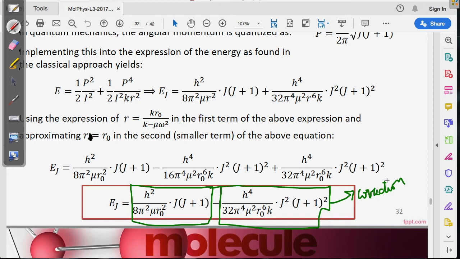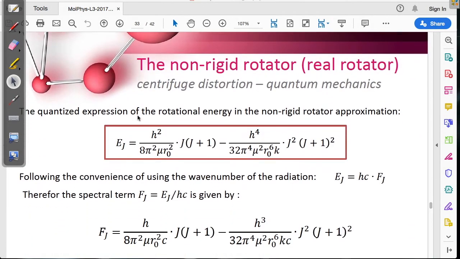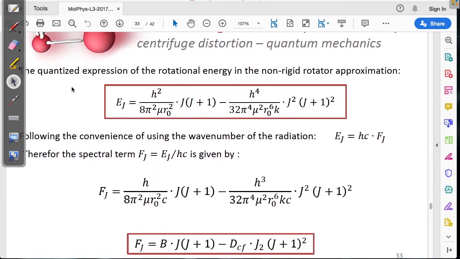Now you will see that basically this correction is extremely small compared to the actual value of a rigid rotator, which is the first term here. Okay, well, let us see this. I need to erase all this. Okay, great. Now, here we go. So the quantized expression of the rotational energy in the non-rigid rotator approximation is this. Okay, this is the previous one, and this is the correction that we have to add.